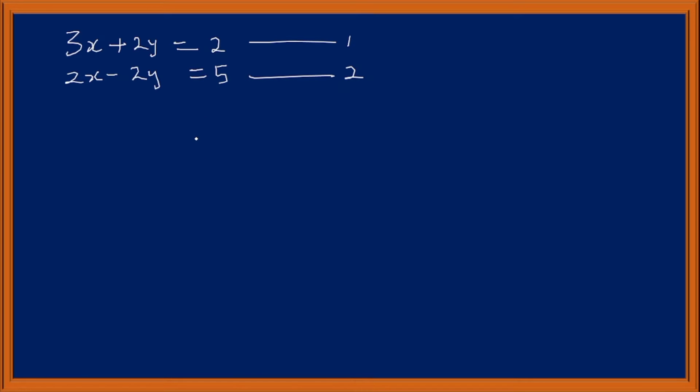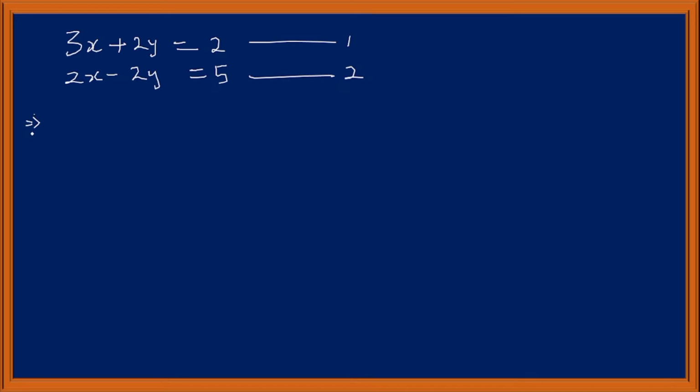So what is substitution method? Substitution method is actually trying to create another equation out of any of these equations and then substitute it into any of these equations and get one of the unknowns. Let us see this trick.